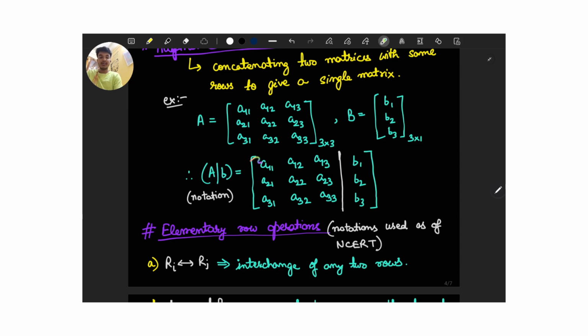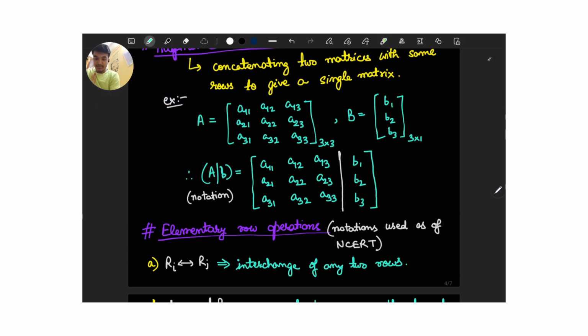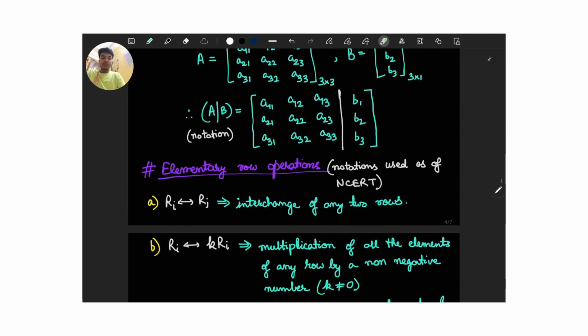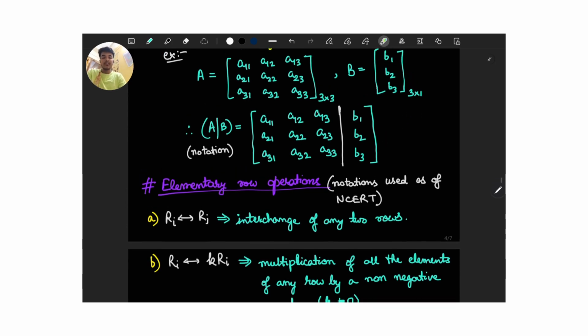This is a single matrix which we are calling the augmented matrix, and we denote it by this sign. Okay, A, and then here it should have been capital B, not small b. Just pardon me. So this is capital B. Yeah. So this is how we are denoting the augmented matrix AB.